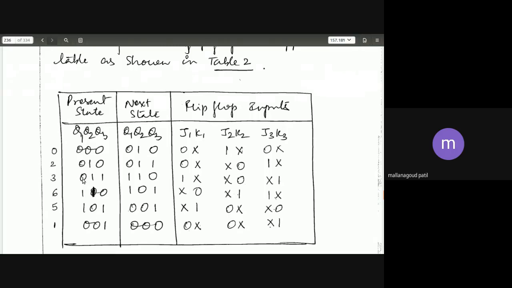What is the third one? Q1 is 0, 1. Present state 0, next state is 1. Okay. Which condition will you get in the JK flip-flop for 0 to 1? Reset case? Reset case is supposed to give 0.